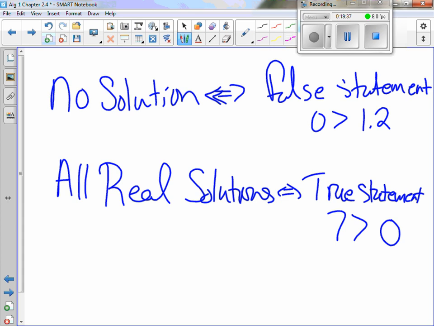But for what we're looking at, 7 is always going to be greater than 0, yes? No variables, true statement, all real. If it's a false statement, then it's no solution. And that's how these kind of work. No solution or all real. There will be some in the homework. If it is that, you just put all real solutions and we're done.